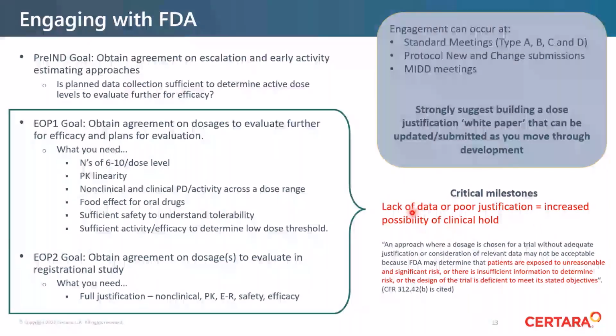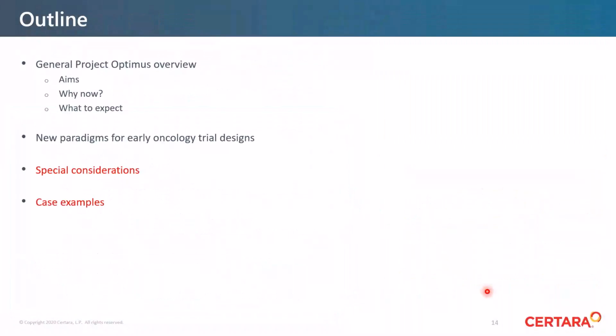I would also like to take this opportunity to point out that the FDA has indicated that lack of data or inadequate dose justification at critical milestones could lead to an increased possibility of clinical hold on further studies, as the FDA may determine that patients in future studies are exposed to unreasonable or significant risk, or that there is inadequate data to determine risk, or that the design of the trial is deficient to meet its stated objectives.